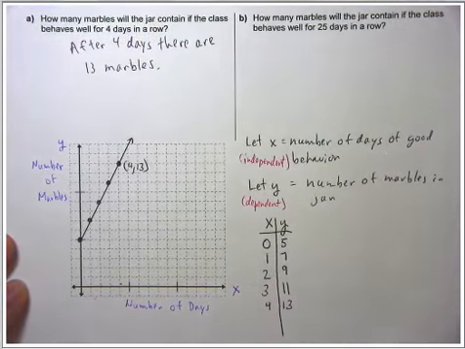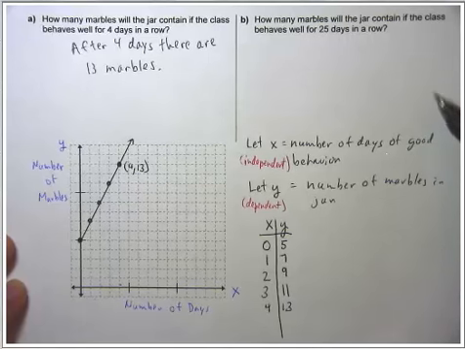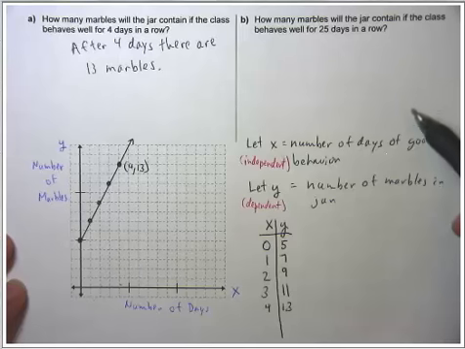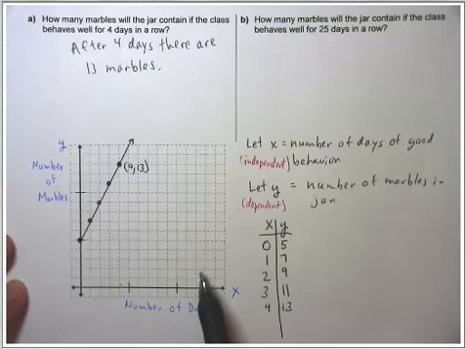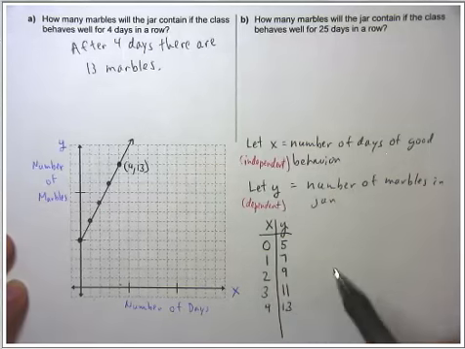All right, well, what about B? This one asks us how many marbles there will be after 25 days. Well, if we wanted to, we could do the same thing we did for part A. We could go to 25 days on our graph. We would have to make this bigger, because this graph's not big enough the way it is. But we could do that. We could go out to 25 days and see how many marbles there would be.